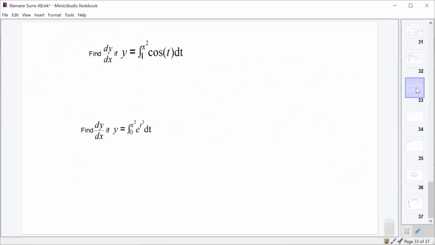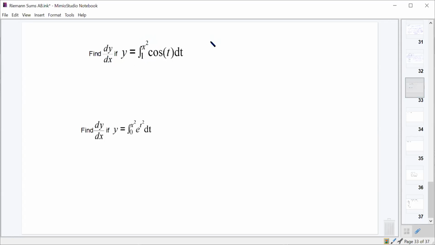All right. Let's see if we can do this with something a little bit more complicated now. Just what you wanted, right? We're going to find the derivative of this function y, if y is equal to the integral from 1 to x squared of cosine t dt. It's very similar to what we were just doing. We're still finding the derivative of an integral from a constant to a function instead of just a variable, a function of some other function.